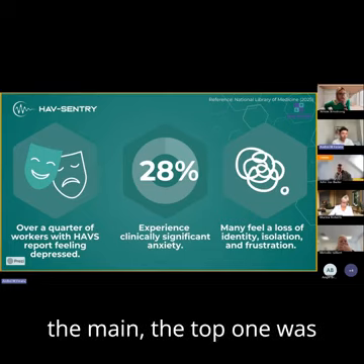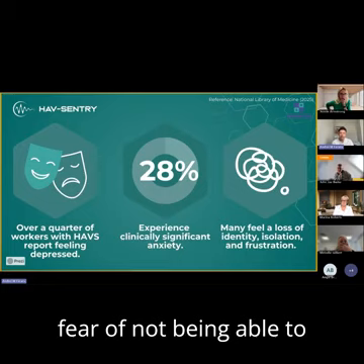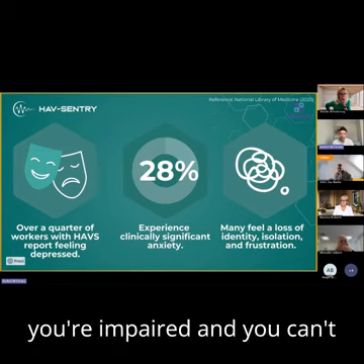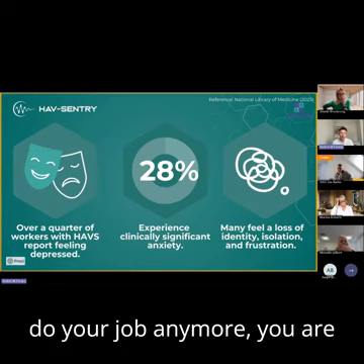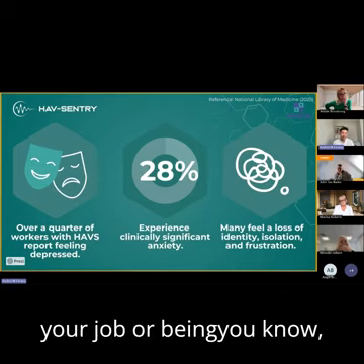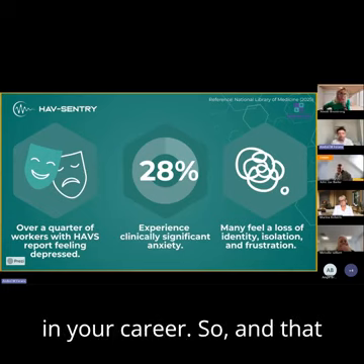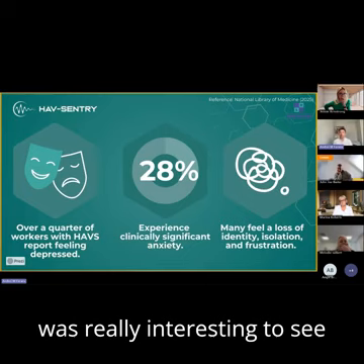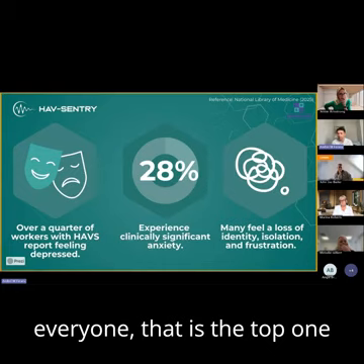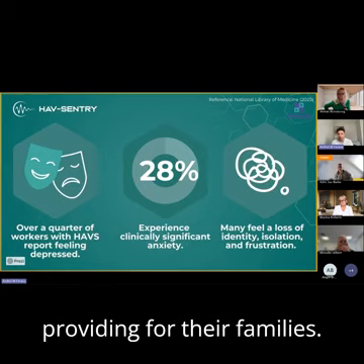So the top one was always related to the fear of not being able to provide for the family. Because you get HAVS, because you're impaired and you can't do your job anymore, you are actually at risk of losing your job, or not being promoted anymore, not advancing in your career. And that was really interesting to see that virtually everyone, that is the top priority for everyone, is providing for their families.